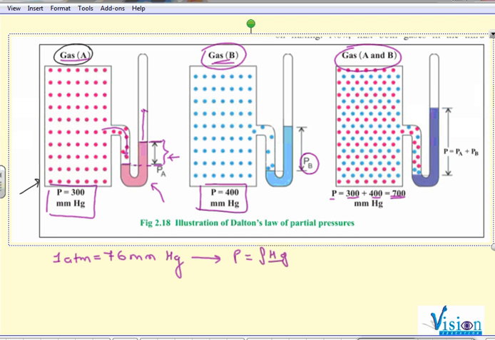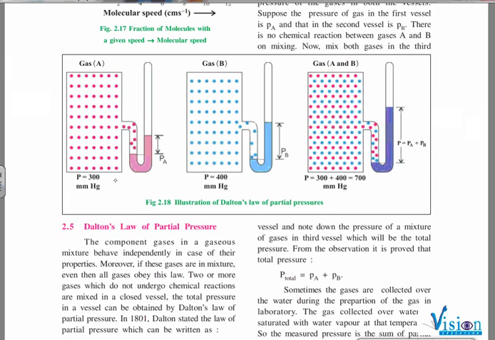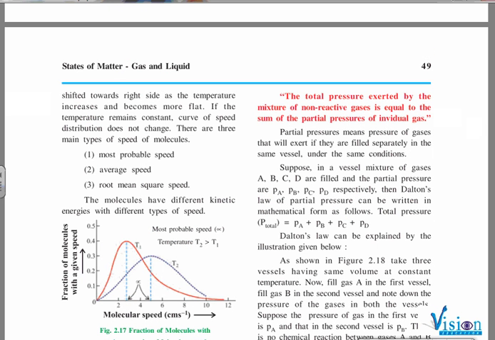So what does Dalton's law of pressure say? It says that if you have individual gases filled up, and you know the partial pressure each has, when you combine them, the total pressure will always be equal to the sum of their individual pressures. The total pressure exerted by a mixture of non-reactive gases is equal to the sum of the partial pressures of the individual gases. Is this understood? I want you to read that full topic.